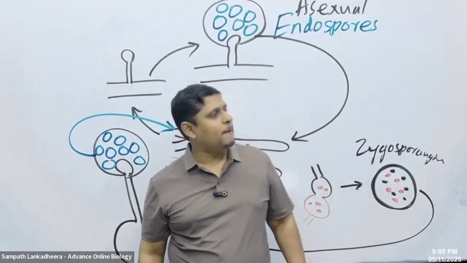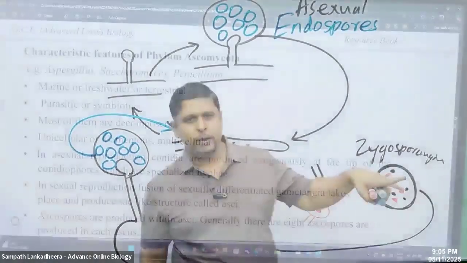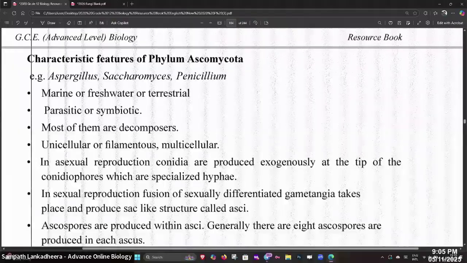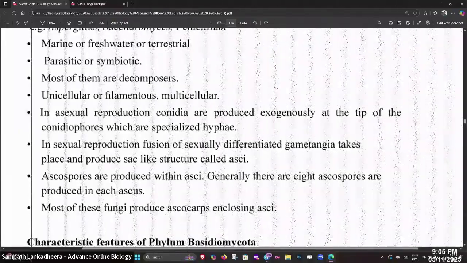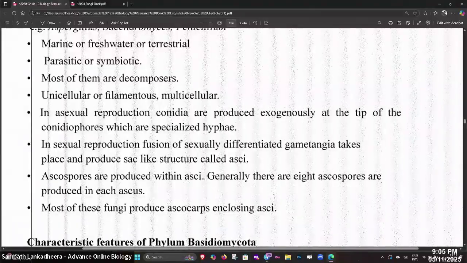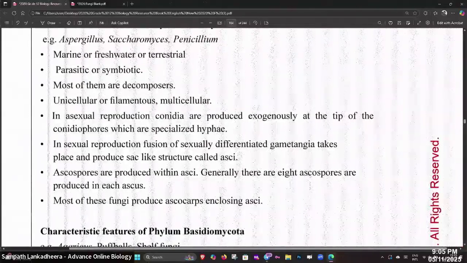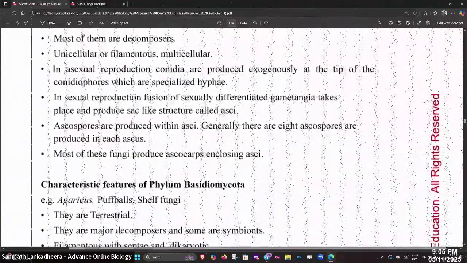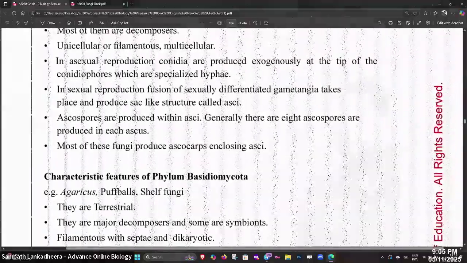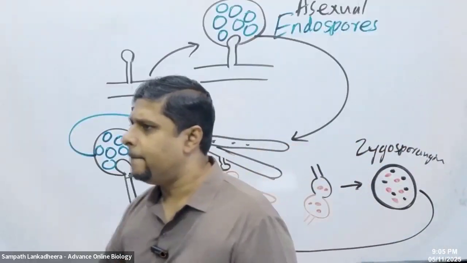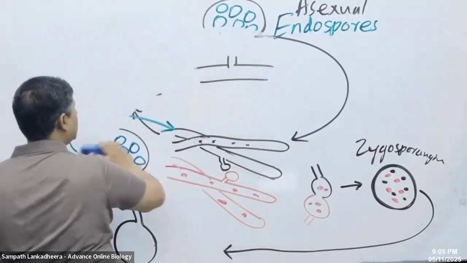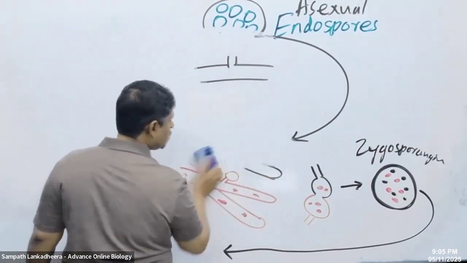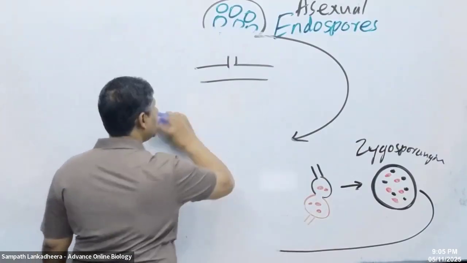Right? And then, people, moving to the Ascomycota. Check that: marine and freshwater, parasitic-symbiotic, decomposers. Those things you have to pay special attention to, people. They are unicellular, filamentous, or multicellular. In sexual reproduction, conidia are produced. So let's pay attention to that.